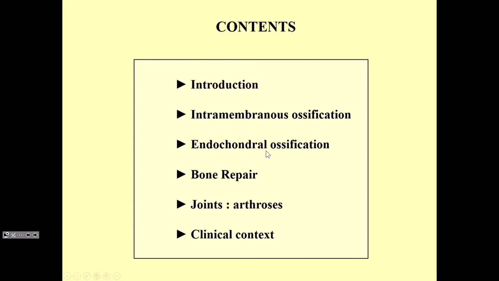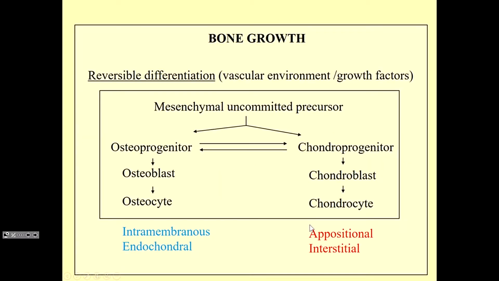Endochondral is basically cartilage replacement, and that occurs in restricted regions where we don't have a perichondrium. Then we'll talk about bone repair, joints, and a few clinical examples for relevance.